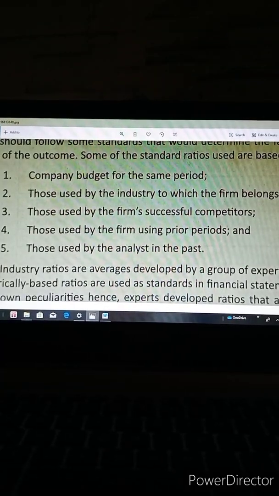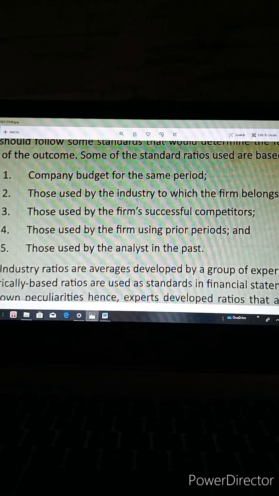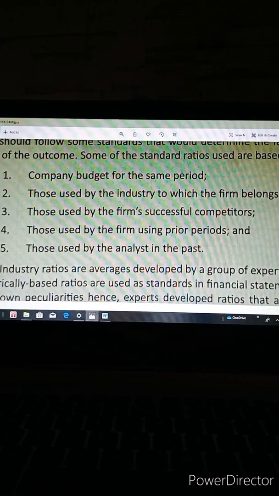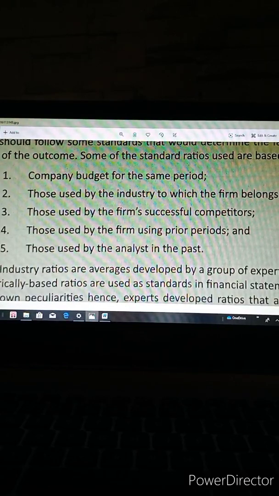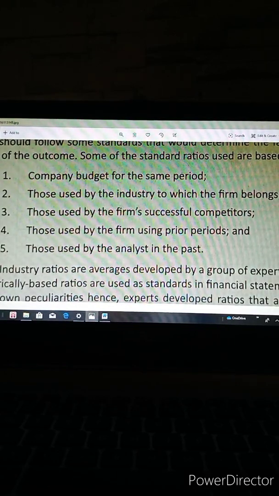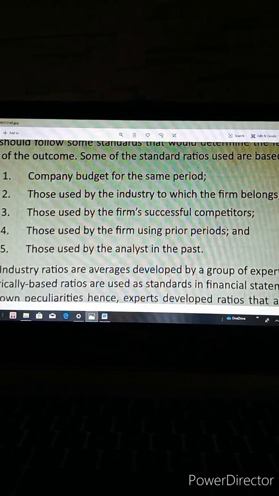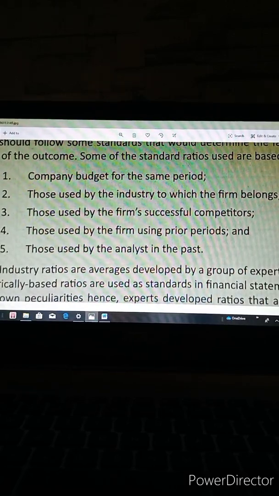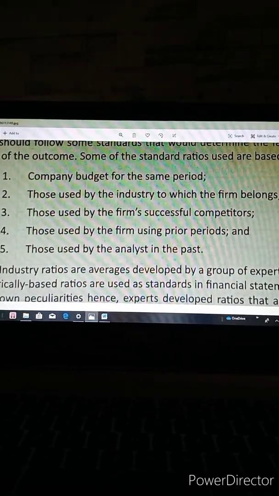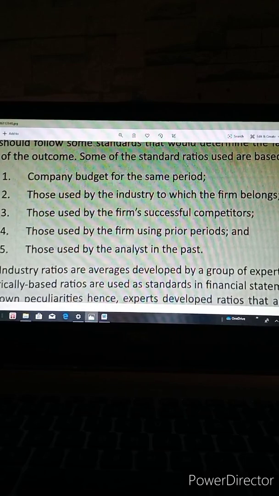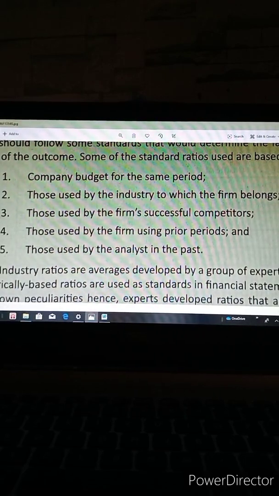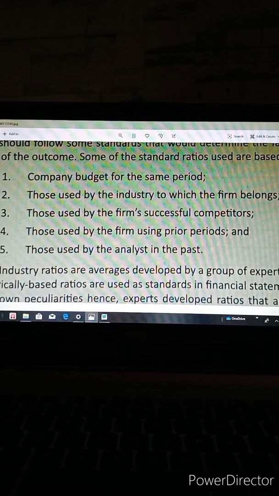In using these ratios, your task is to interpret them as favorable or unfavorable. To do so, you should follow some standards that would determine the favorableness or unfavorableness of the outcome. Some of the standard ratios used are based on number 1, company budget for the same period. Number 2, those used by the industry to which the firm belongs. Number 3, those used by the firm's successful competitors. Number 4, those used by the firm using prior periods. And number 5, those used by the analyst in the past.